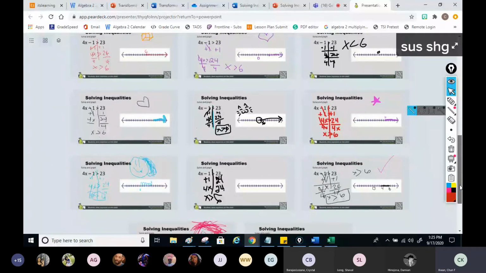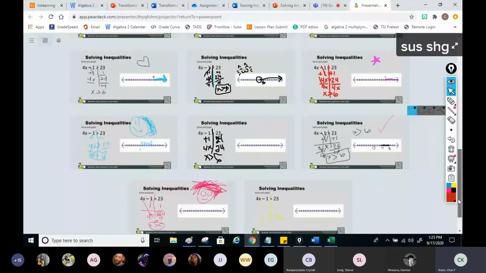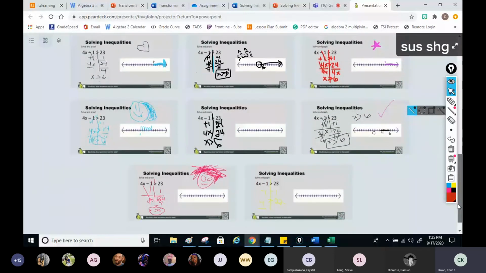You got it perfect. Okay, turquoise face with hair to the side. You have the math done correctly, but you have to think about should you shade the left or should you shade the right? Because x is greater than 6. What are some numbers greater than 6? How about 7, 8? There you go. Okay, I see you correcting it. That's perfect.